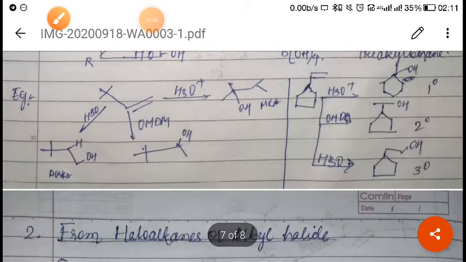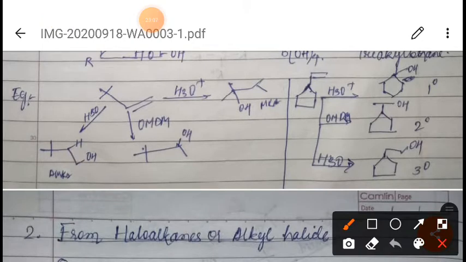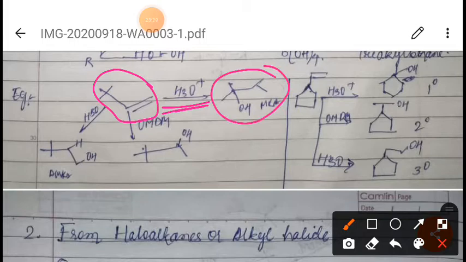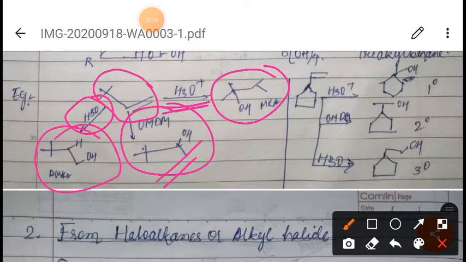So as you can see here, for example, if we are taking this compound and using this one with Markovnikov's rule with rearrangement, the product was this, right? Now again, when we are using OMDM, at that time the product is this, and when we are using HBO, hydroboration oxidation, at that time the product is this.